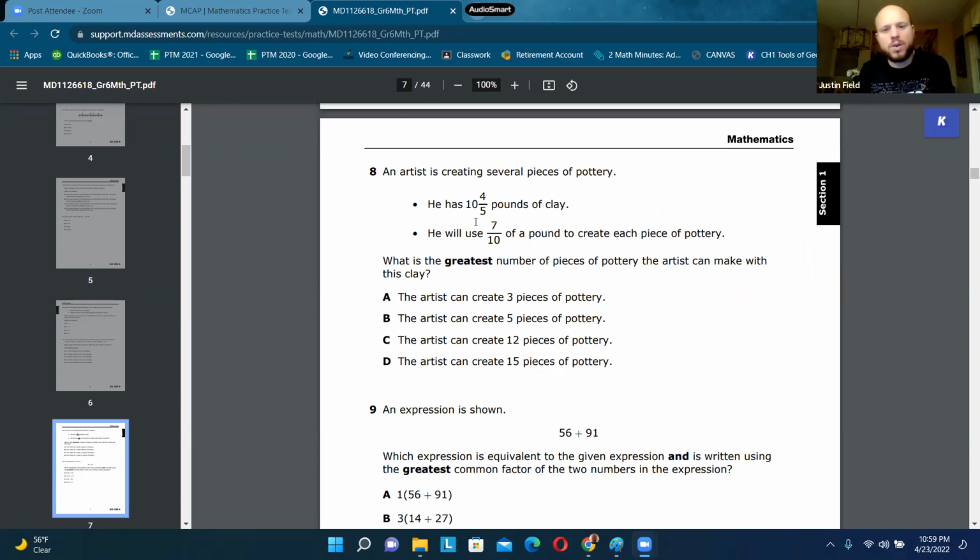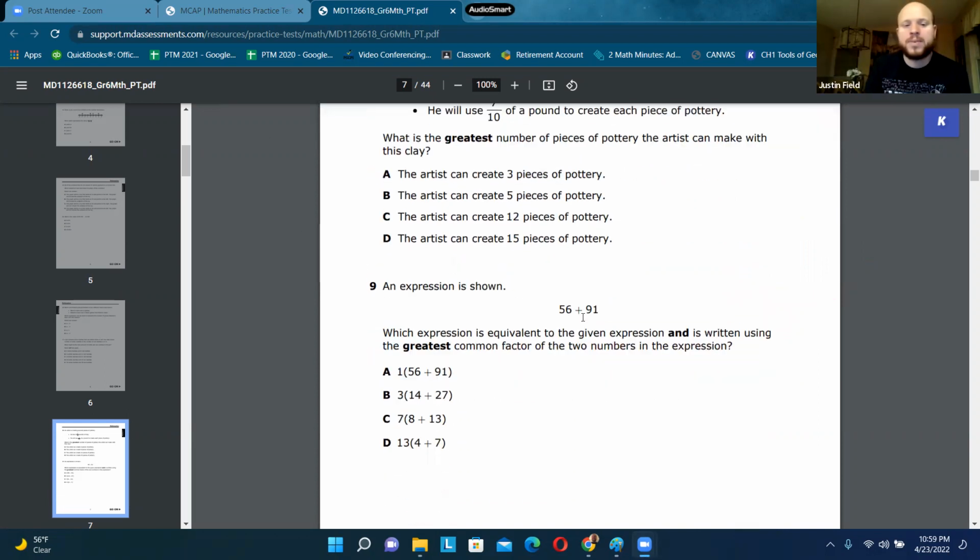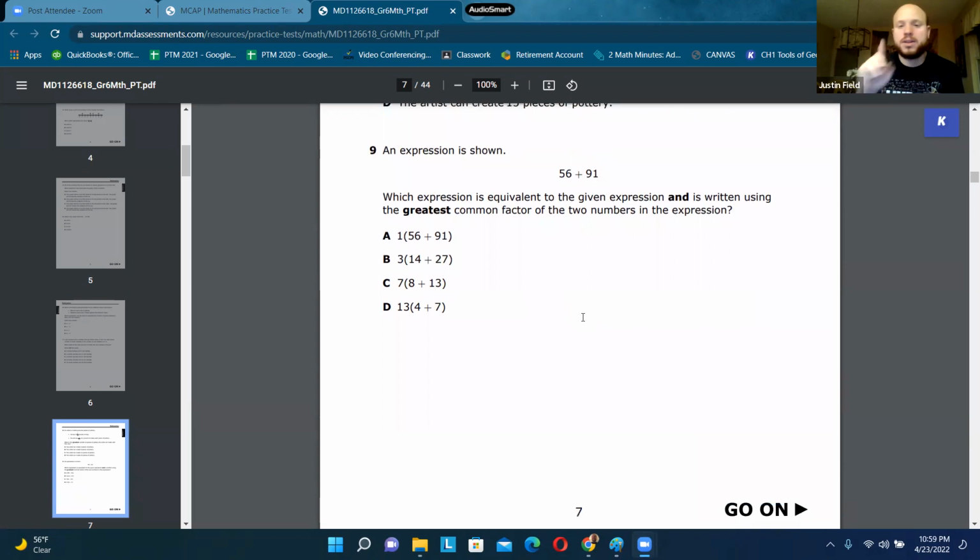Okay, so we want to know our keywords for, are we subtracting? Are we dividing? Are we multiplying? Are we adding? That is key.